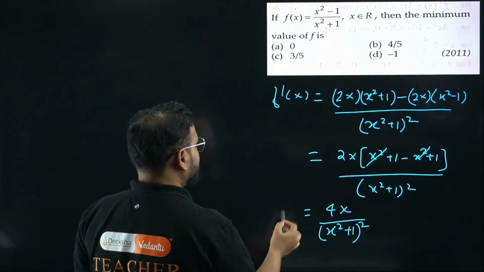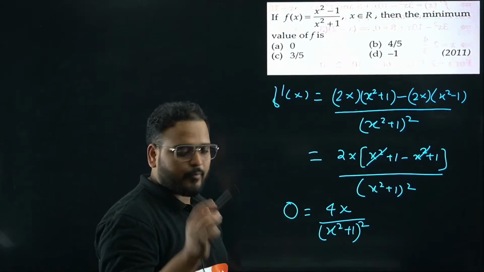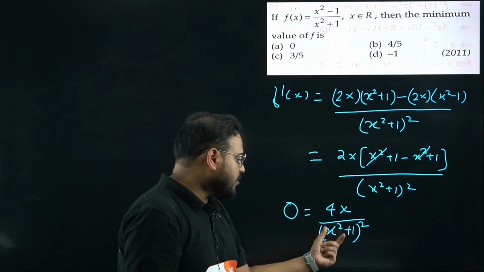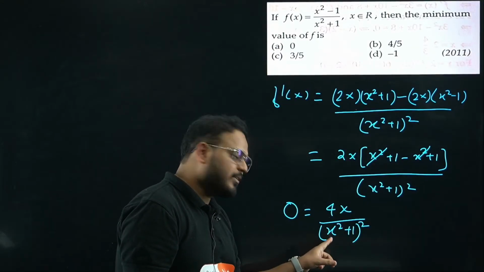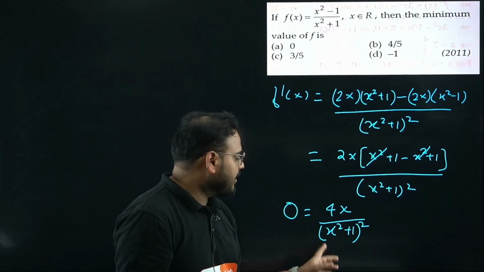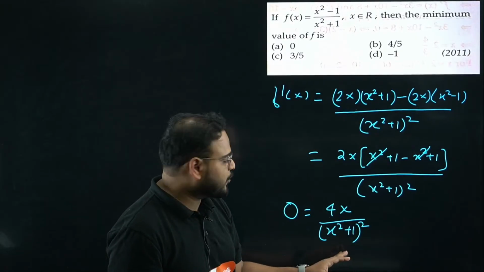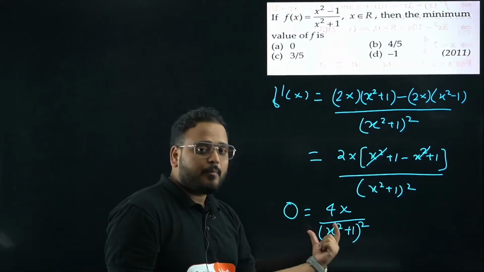Putting it equal to 0 to find what? The critical point. Please check. This is a non-zero positive value. Correct? Because this can never be 0. X square is a positive number, right? Any positive number you add to 1, can it ever be a negative number or 0? No. It will be a non-zero positive value.